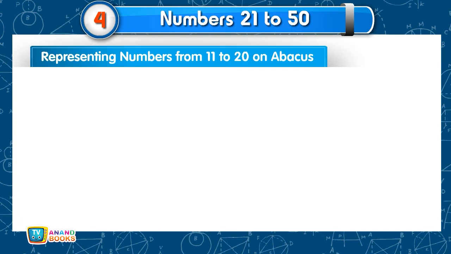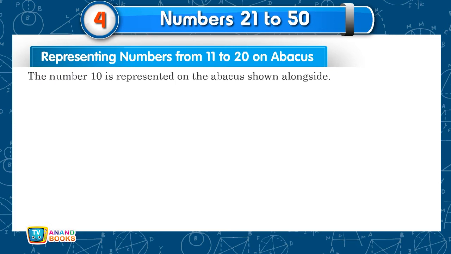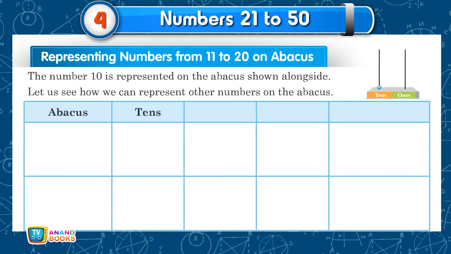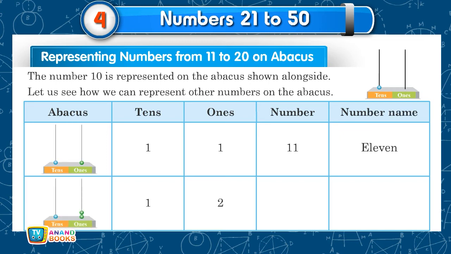Representing numbers from 11 to 20 on abacus. The number 10 is represented on the abacus shown alongside. Let us see how we can represent other numbers on the abacus. Abacus, tens, ones, number, number name. 1, 1, 11. 1, 2, 12.